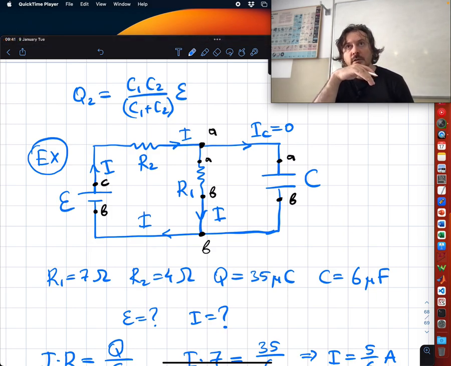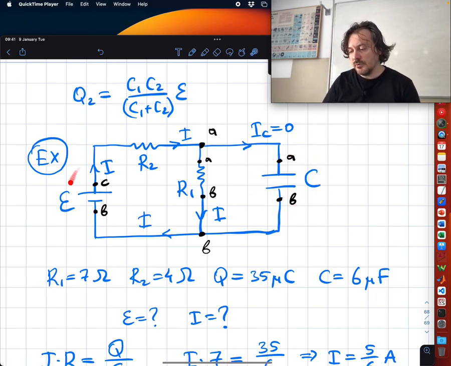EMF. Yes. We said that the potential difference over here is not equal to this. Why? Because you see, these 2 points are here, right? If there was no R2 here, then that would be the case. R2 is making problems.